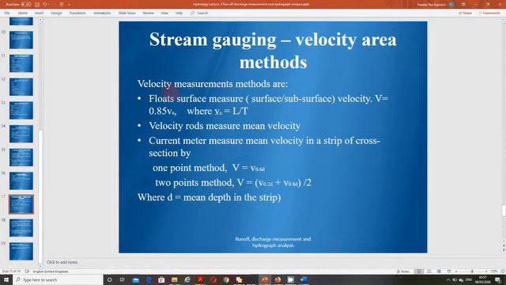Okay, so the velocity methods that we can use, there are several of them. The first one is what we call the float or the surface measurement. So what you do here is you just put a float, either something that can move on the water or a leaf, for instance. You put a leaf on the water. Normally you want to do this at straight sections or portions of the river or the stream. You put a leaf or a float on the water, then you monitor how quickly the leaf or the float moves.